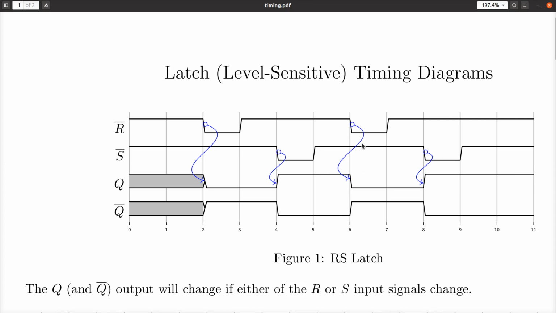If you ever allow both reset and set to go low at the same time, that is an illegal situation. We don't allow that to happen. It is an illegal input state. We don't do that. All right, so this is what a timing diagram looks like, a waveform diagram. Same general meaning, same term for the same graph here.